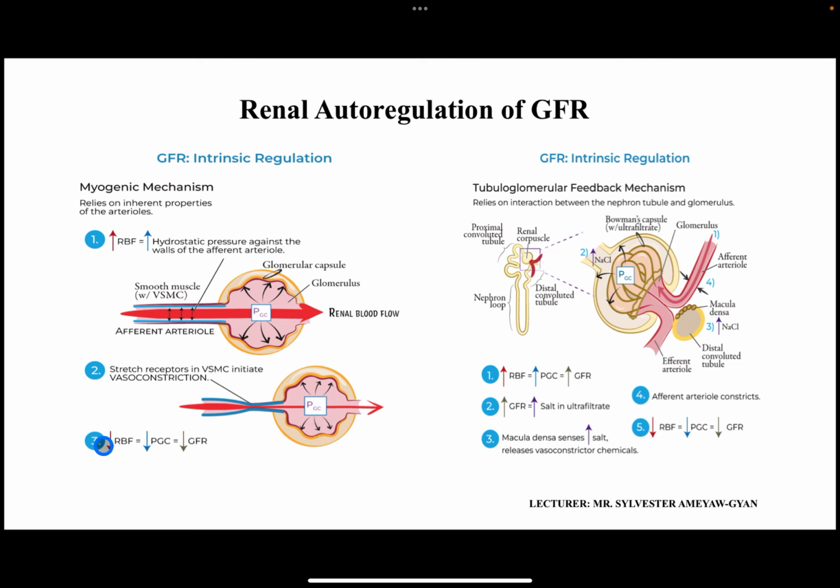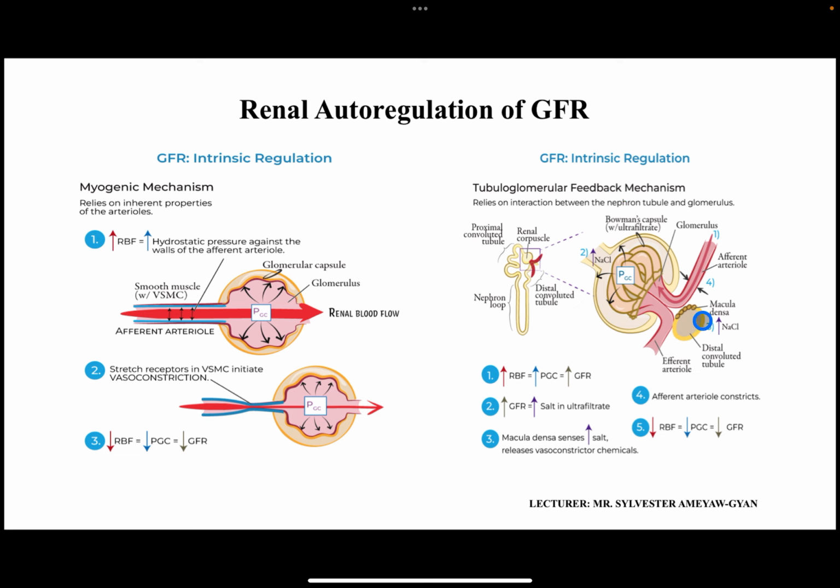So you can see that in the end, because of the myogenic mechanism, the renal blood flow has reduced, and then the glomerular filtration rate has also reduced. Do you get it? And then the pressure within the glomerular capillaries has also reduced. Is that okay? Good. Now, if you come over here, the tubuloglomerular feedback.